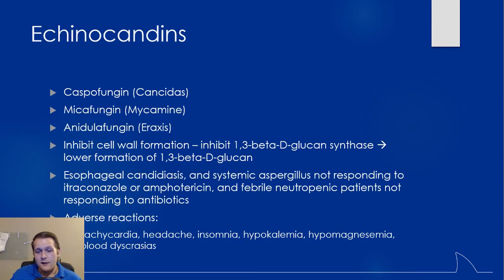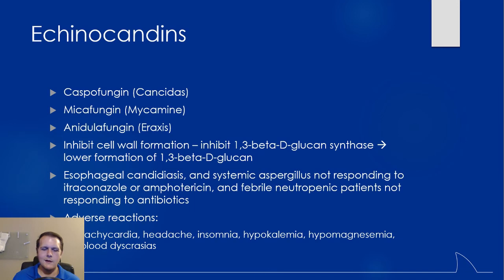So that's the triazoles. Moving into the echinocandins, this is a little bit of a newer class of medications. We have things like caspofungin, micafungin, and anidulafungin, otherwise known as Eraxis. Basically, these are going to be inhibiting 1,3-beta-D-glucan synthase, so that way you have less formation of the 1,3-beta-D-glucan, right? So again, it's affecting that cell wall specifically.